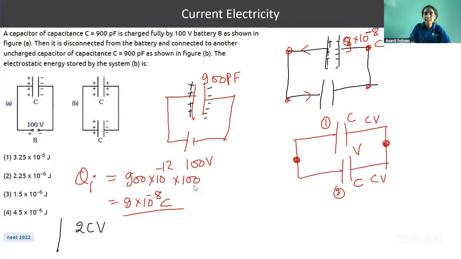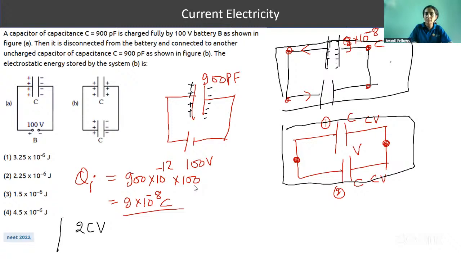Done. And initially this system is having how much charge? Initially this system was having how much charge? This was having 0 charge. This was having 9 into 10 to the power minus 8 coulomb of charge. And finally 2CV. So charge will be conserved because from one plate it is going to another. Charge is not going anywhere outside. So charge will be conserved. So 2CV को आप क्या लिखने वाले हो? 9 into 10 to the power minus 8.